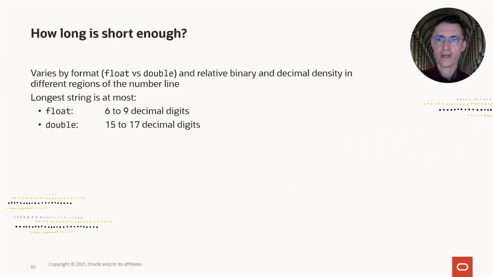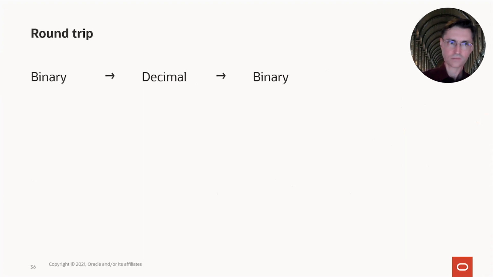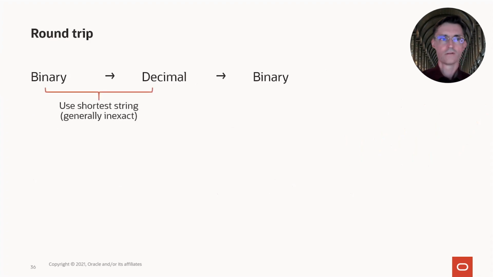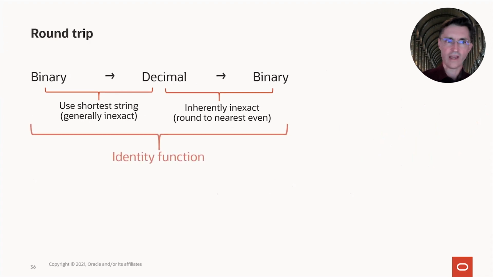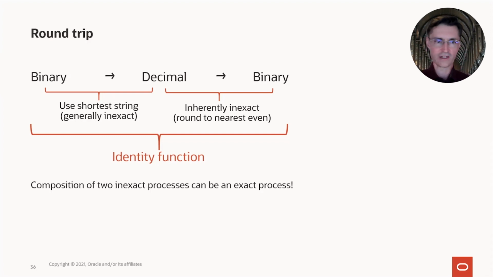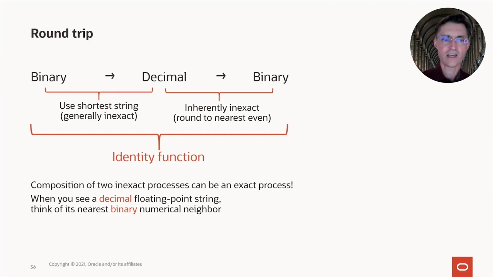So how long should that string be? Again, it goes back to the differing precisions of float and double, 6 to 9 digits for float, 15 to 17 for double. So for a round trip, going from binary to decimal, we use the shortest string, which is generally inexact. And then we use round to nearest rounding from decimal to binary. And even though both of these components are themselves inexact, the composition of them is exact. It's the identity function, which is surprising, but it's certainly very convenient here. So when you see a decimal floating point string, think of its nearest binary neighbor instead, because that decimal value probably isn't exact.